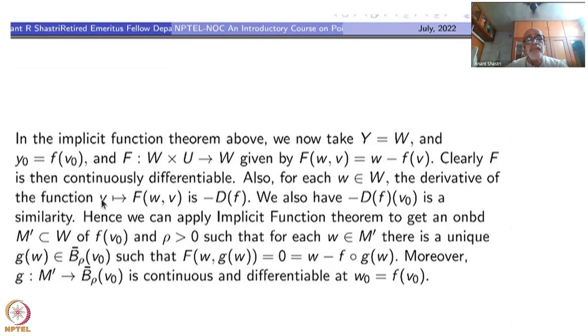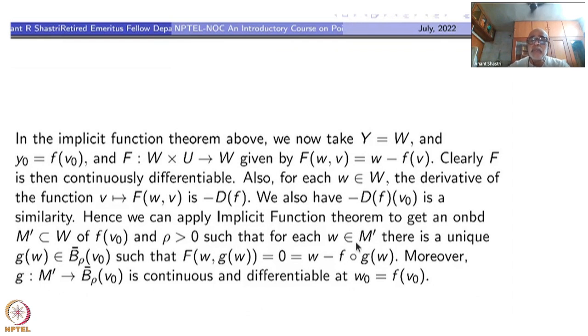Then F is continuously differentiable as a function of V. That's what we wanted, first of all. In fact, this is continuously differentiable even in terms of W also. So all the hypotheses that we needed are satisfied. For each W inside W, the derivative of this function, namely when W is fixed, V going to F(W, V), is minus of DF. And minus of DF at V naught is a similarity. So all the hypotheses of the implicit function theorem are satisfied.